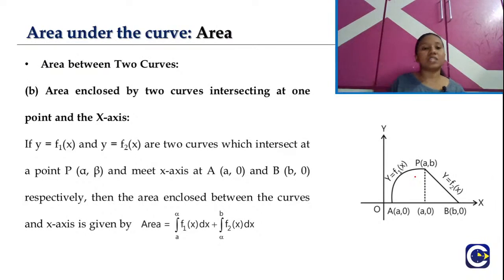Let us consider, as usual, two curves, y1 equal to f1(x) and y2 equal to f2(x). These two are not intersecting at two points like the initial one. In the first case, the two curves were intersecting at two points, whereas these two curves are intersecting at one single point P. Let the coordinates be alpha and beta, so that we won't get confused.